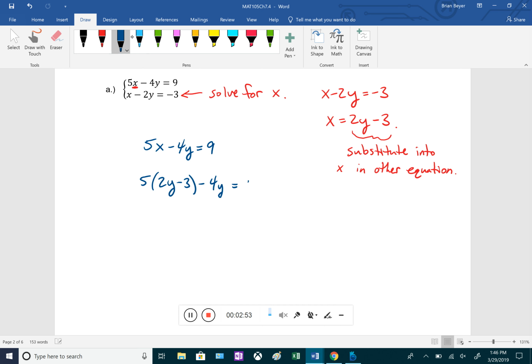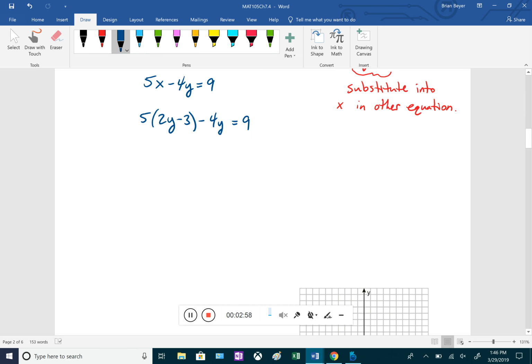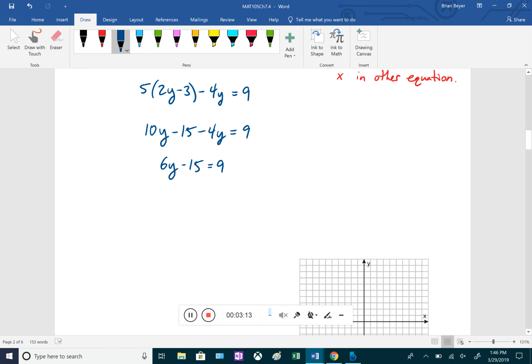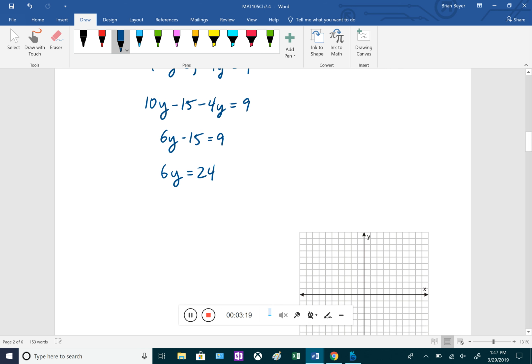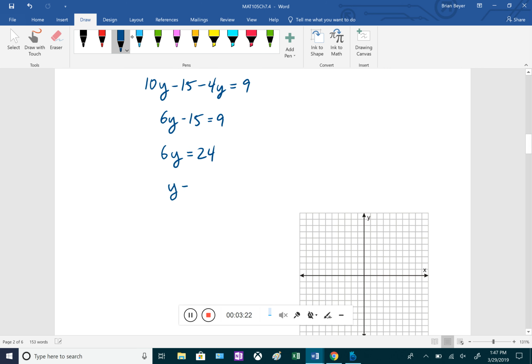So now this gives us one equation with one variable, so we can solve it like we normally do. We distribute the 5, so 10y minus 15 minus 4y equals 9. 10y minus 4y, we get 6y minus 15 equals 9. Then we have to add 15 to both sides. That gives us 6y equals 24. Divide both sides by 6, and that gives us y equals 4.